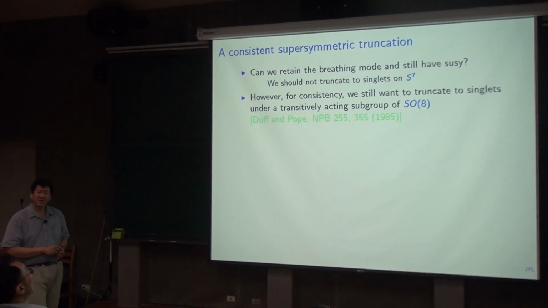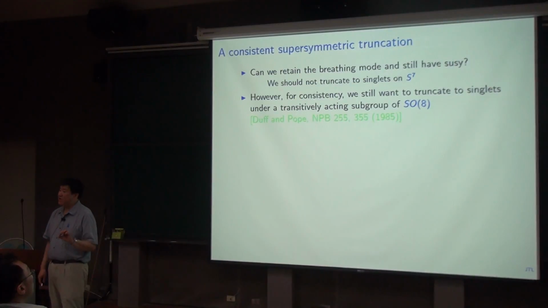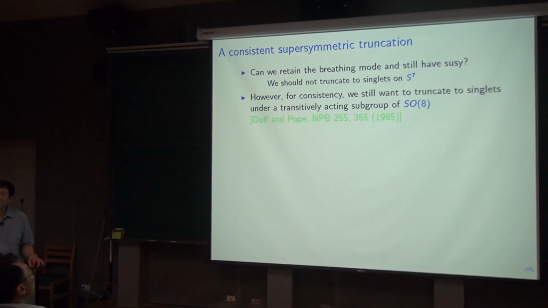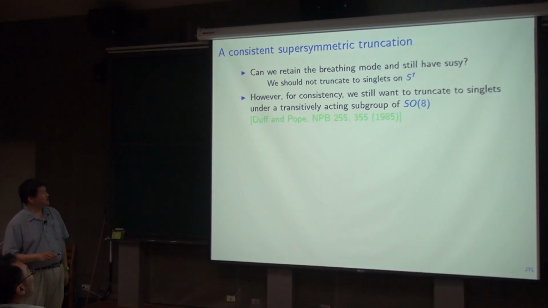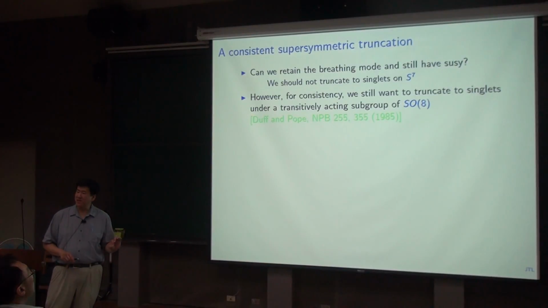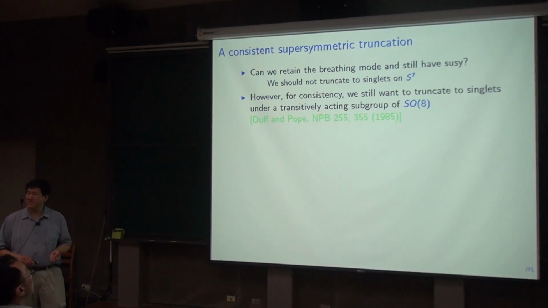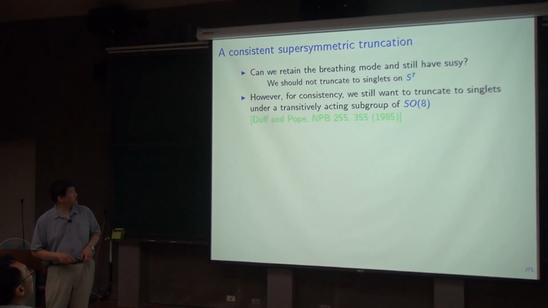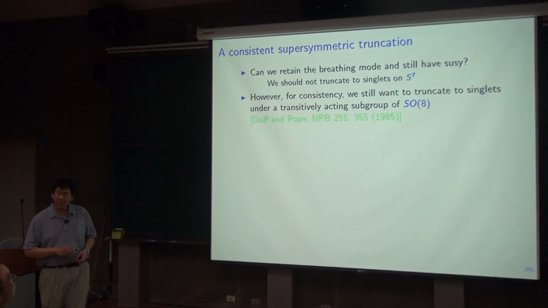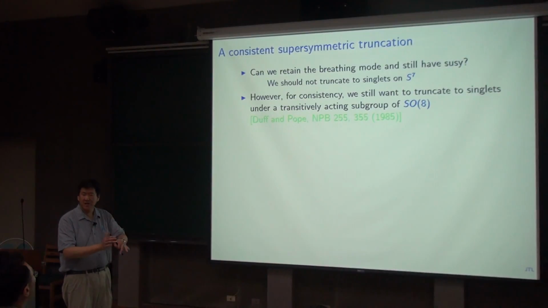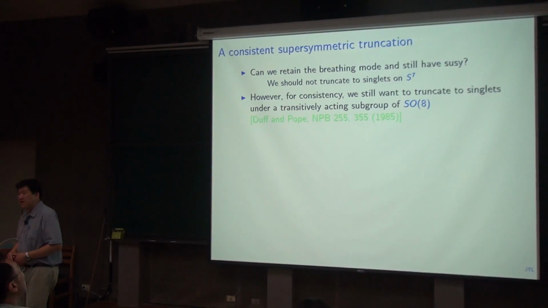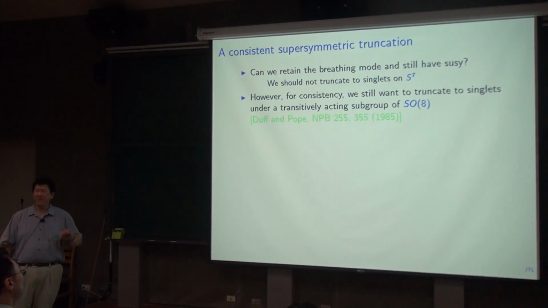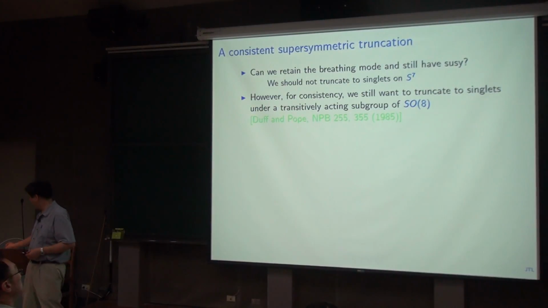If we wanted to have some sort of symmetry principle to guarantee a consistent truncation, we would like to truncate to the singlets of something. But it better not be singlets of the full isometry group of SO8. But we can truncate to the singlets of some subgroup of SO8. And you have a transitively acting subgroup, which means it doesn't keep any points fixed under the action of your symmetries. And it turns out, by truncating to the singlets of a transitively acting subgroup, you actually retain a finite number of states out of the infinite KK tower. So it's a kind of an interesting thing.